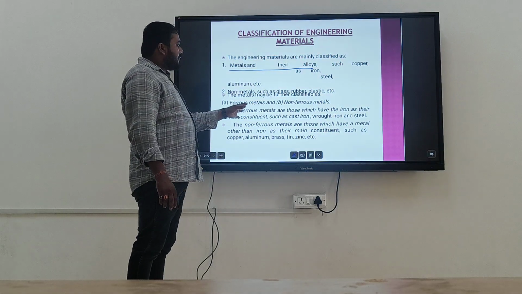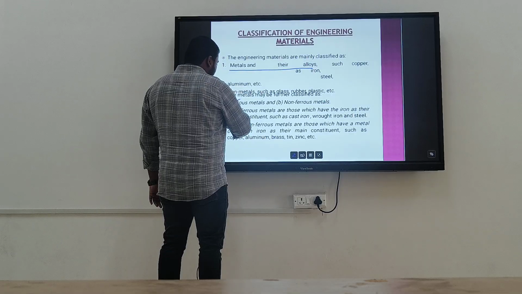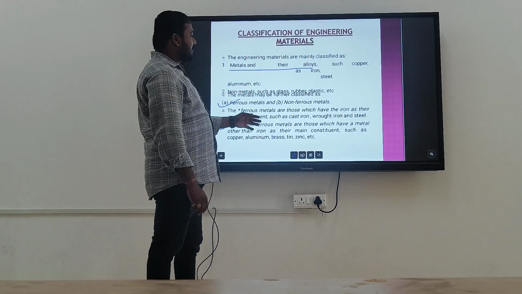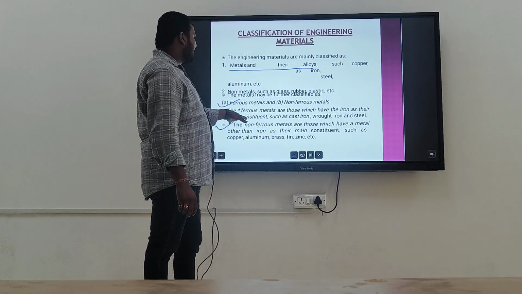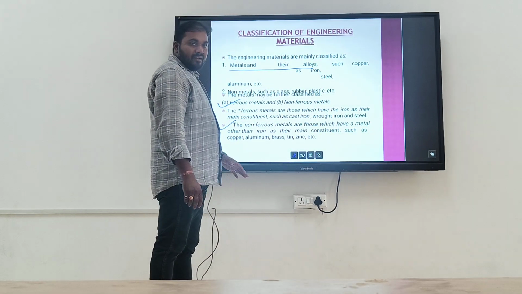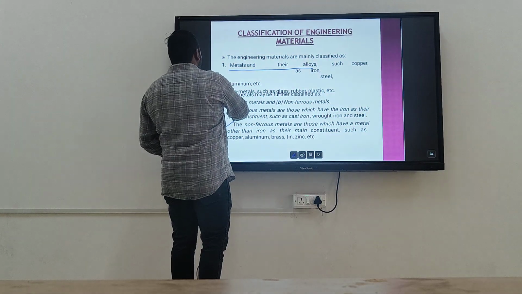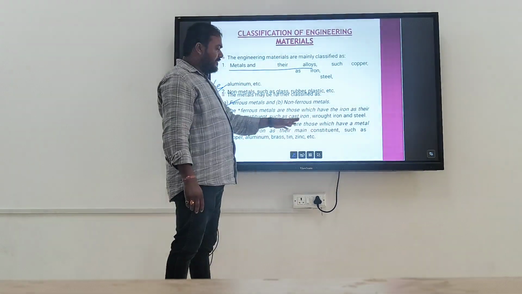The metals may be further classified as ferrous and non-ferrous metals. Ferrous metals are those which have iron as their main constituent. That ferrous is Fe, that is iron. For example, cast iron, wrought iron, steel, etc.